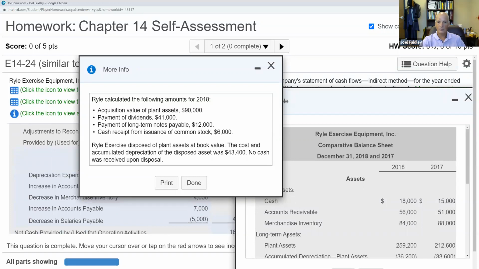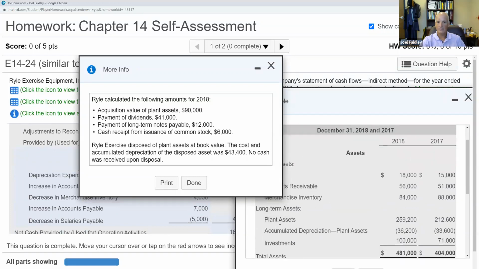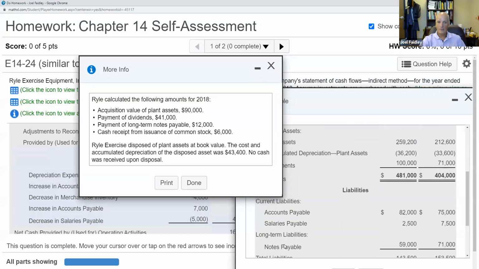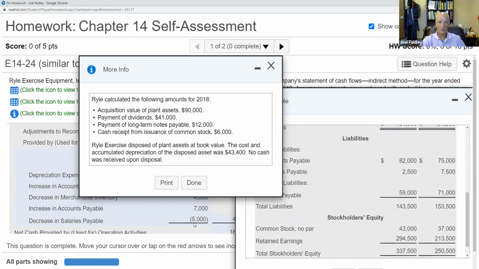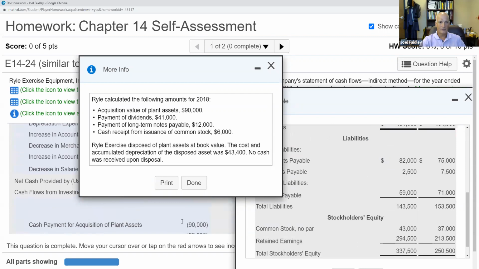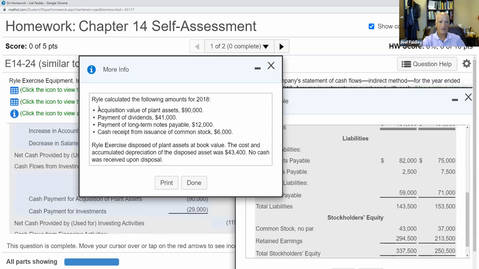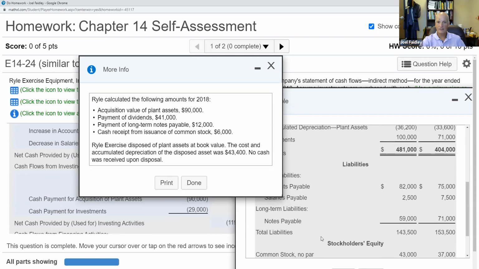All right, what else is on there? Accounts payable, because we're going to skip long-term assets because that's in my investing section. And so my current liabilities, accounts payable went up 7,000. So that's good because we're not paying our bills, are we? And salaries payable went down 5,000. So that's a negative. So that tells us, well, you can read that here in a second. We'll keep going. All right, what else is going on here? Cash payment for acquisition of plant assets, 90,000. Well, they tell you that. Acquisition value of plant assets, 90,000. Can we see that over here?